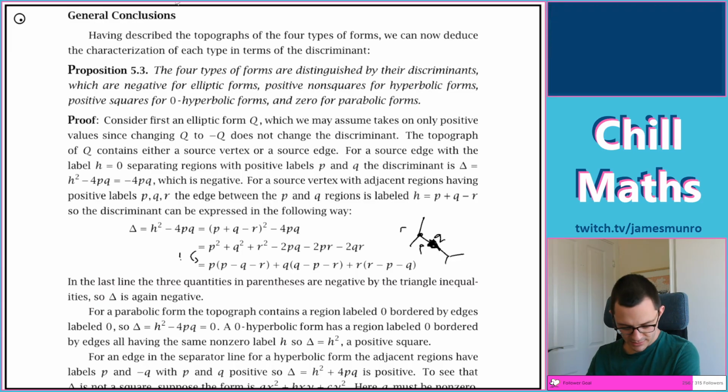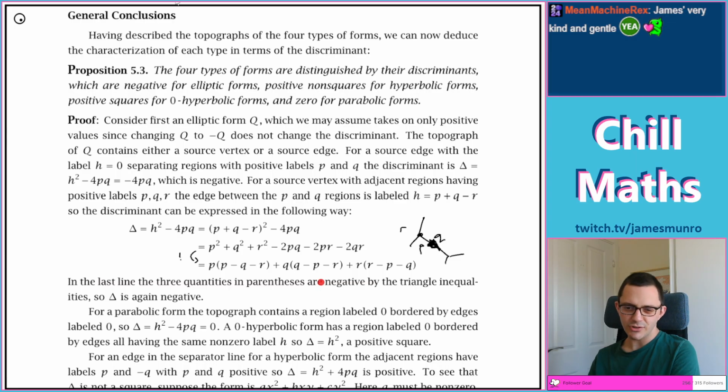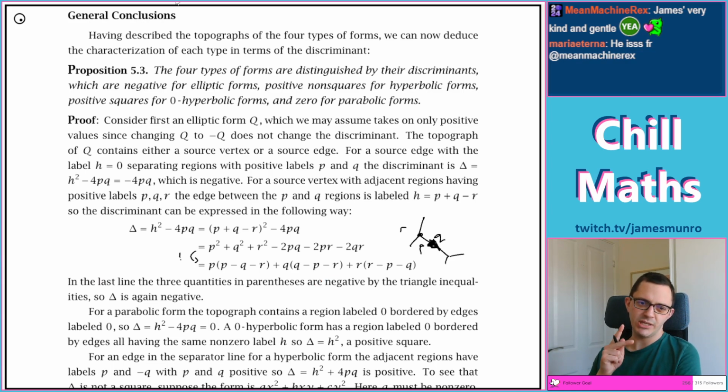Parabolic forms, maybe. I'm reading about these. There's this amazing line of algebra here, which is just great. I sort of want to memorize it because this looks really nice. If you have a triangle, in fact, it's sort of separate from all of the quadratic forms things that are going on. It says if you have a triangle with side lengths p, q, and r, and you want to work out p squared plus q squared plus r squared minus 2pq minus 2pr minus 2qr, then you will definitely get a negative number.